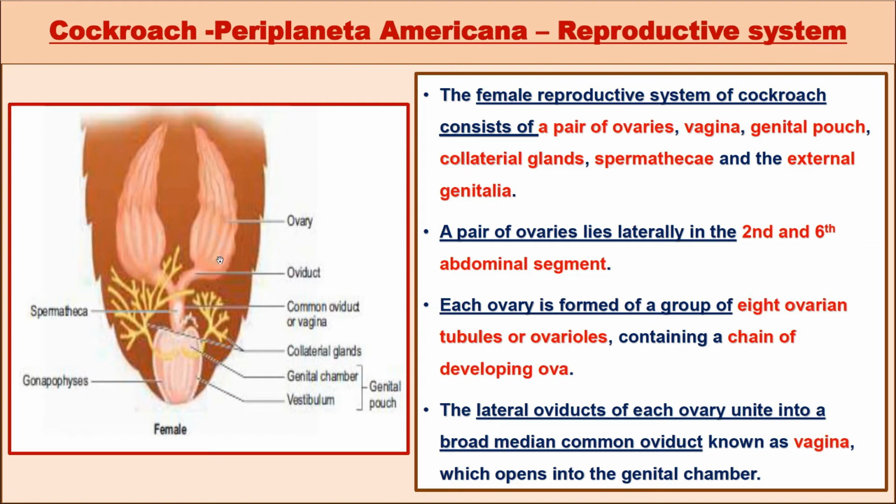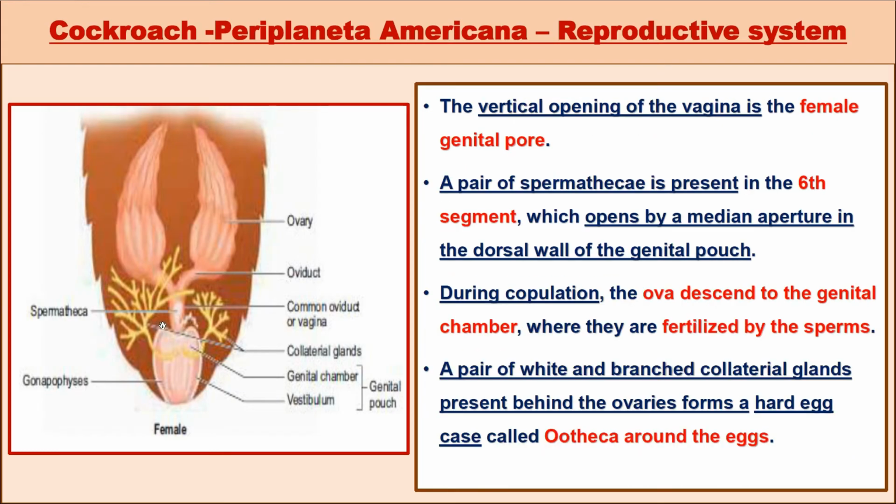And these ova, after maturation, will be led into the oviduct, and the oviducts of both the ovaries will join together to form a broad median common oviduct, and this oviduct is known as the vagina. This will open into the genital chamber. The opening of the vagina is called the female genital pore.